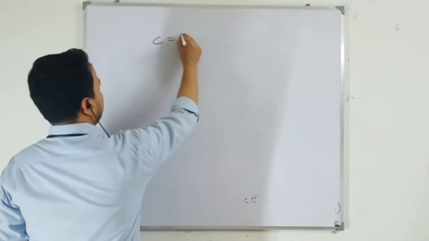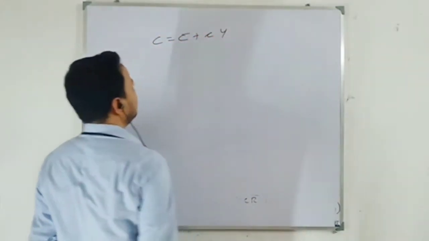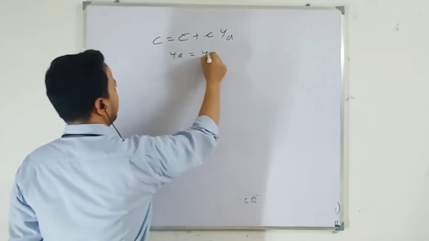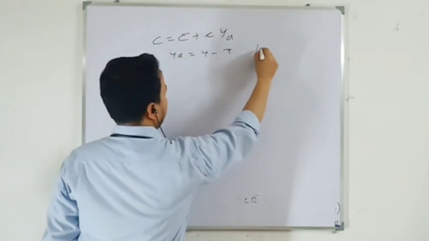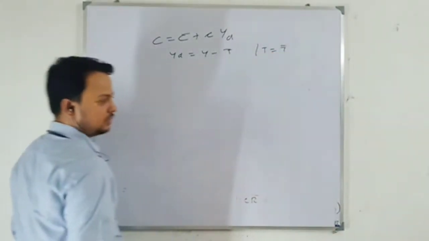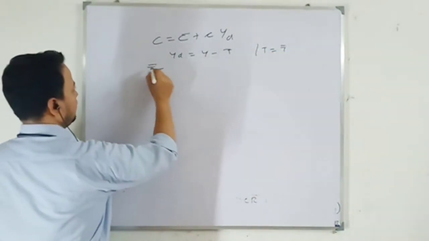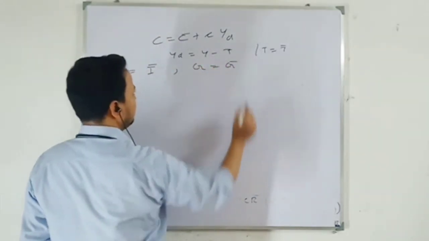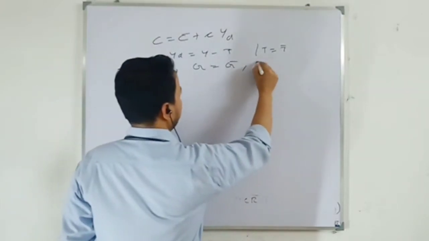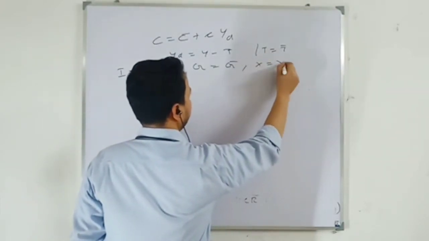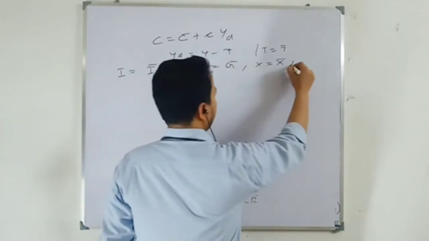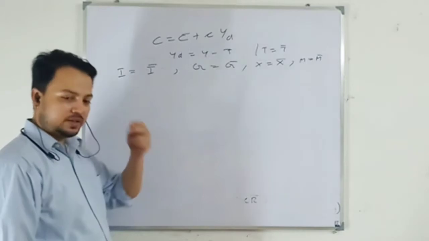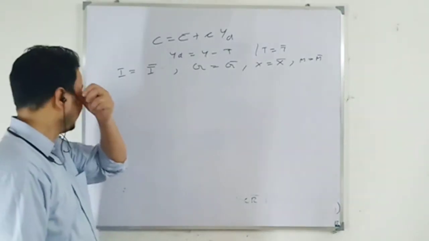So consumption is c bar plus small c y, where y is disposable income. Disposable income is y minus t, and t is equal to t bar. You have I equal to I bar, autonomous. Government expenditure is also autonomous. Export is also autonomous. I am taking import to be autonomous as well, and then my multiplier value will be 1 over 1 minus c. That I know.